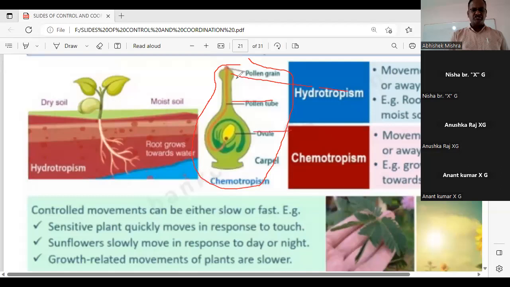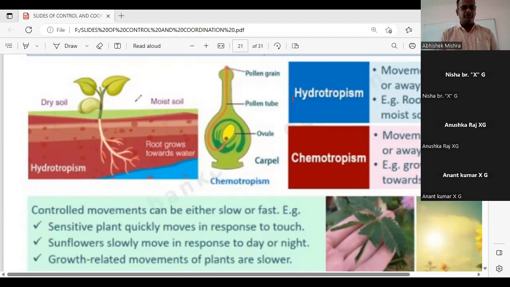Okay. Now the pollen grains come and sit over the stigma. What is the name of this process, students? We are to discuss chemotropism. Chemotropism, the definition, I'm telling you, is directional movement in the plant in response to some chemical. That is why the term chemo is coming. But when I'm highlighting this diagram, I asked you, the pollen grains are coming and sitting over the stigma. What is the name of this process? Yes, correct. Pollination. This you have studied in the junior classes.